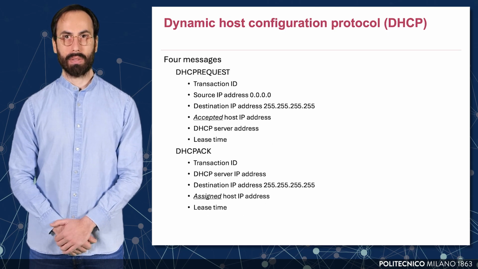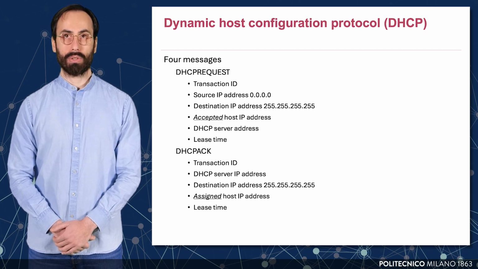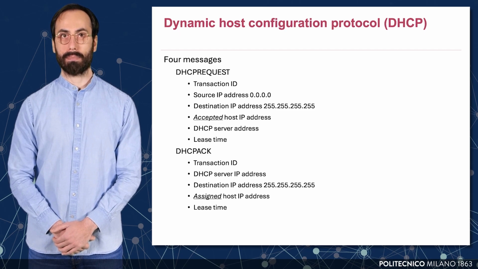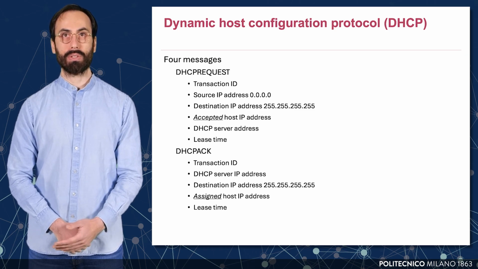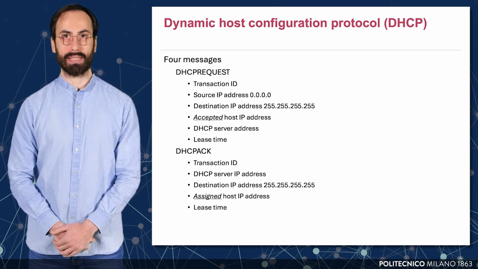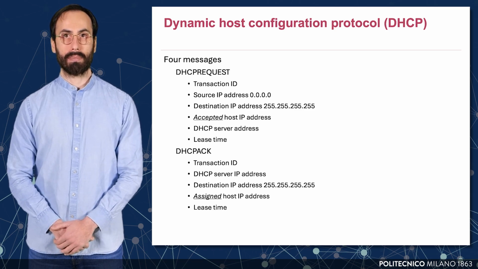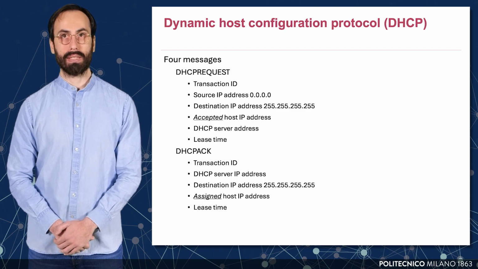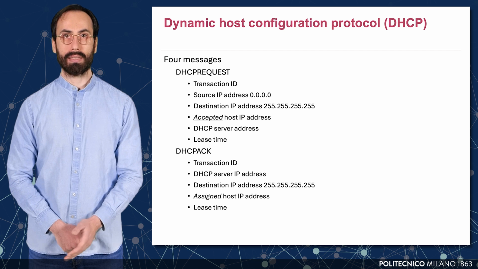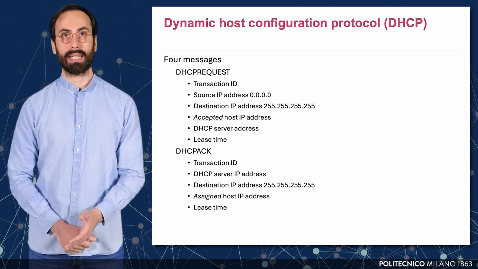Continuing the DHCP exchange, the client responds to the server's offer with a DHCP request message. In this message, the client reuses the transaction ID and still uses the same source and destination IP addresses used in the previous step. It specifies the accepted IP address from the server's offer, identifies the server, and echoes the proposed lease time.